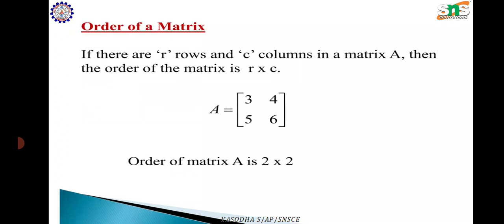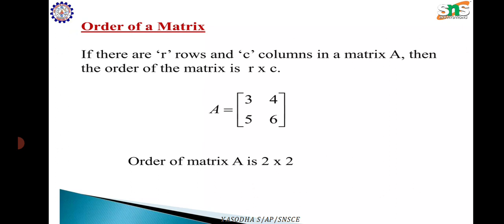What is the order of a matrix? If there are R rows and C columns in a matrix A, what is a row and a column? A row is a horizontal line in a matrix. In matrix A there are two horizontal lines, therefore it indicates rows. And columns are the number of vertical lines or vertical elements. There are two vertical lines, therefore the column is 2.